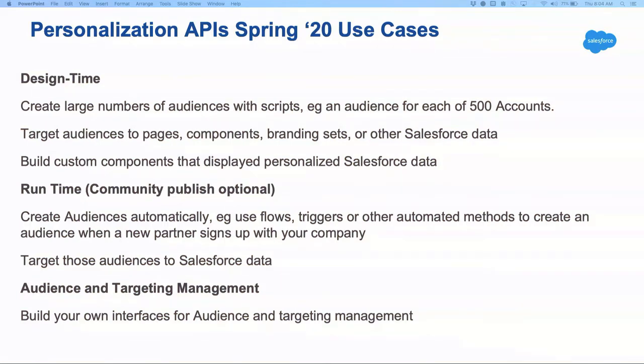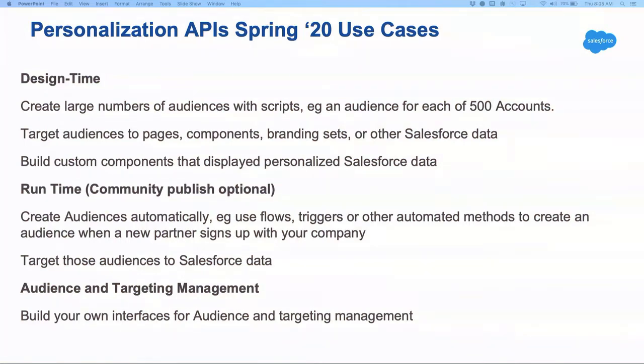They can and often will be used together, but they can also be used separately. Some use cases for the personalization APIs. At design time, create large numbers of audiences with scripts. For example, an audience for each of 500 accounts or zip codes. Target those audiences to pages, components, branding sets, and even build custom components that display personalized Salesforce data. You'll see a bit of that later on.